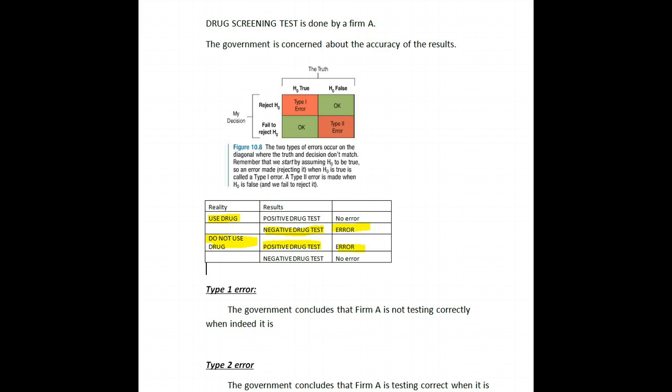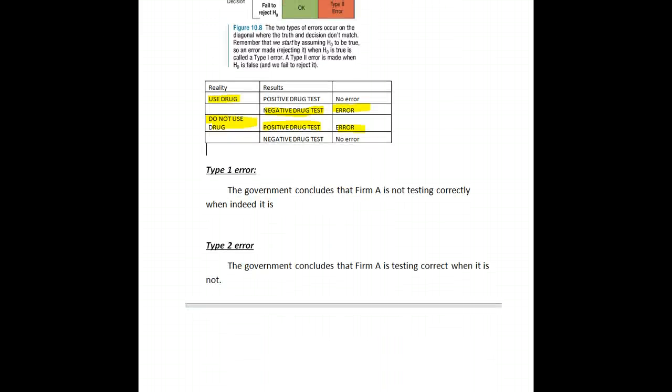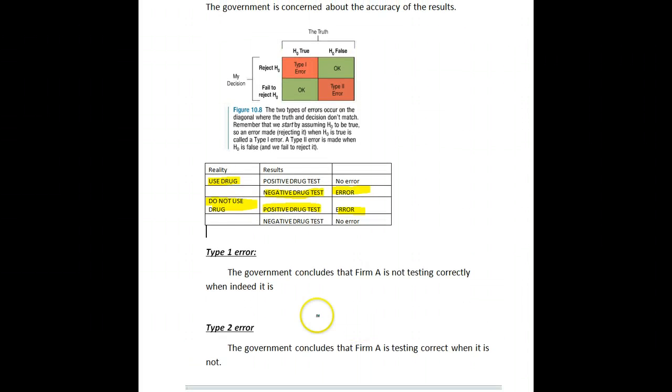The other possibility is what we call a type 2 error, where the government will conclude that the testing is correct when it is not. So the truth is that H0, that the company has a license and is assumed to be testing correctly, is false in this case. And if the government's test provides a result that suggests that we fail to reject H0, then we have committed an error. We have failed to realize that they are not doing it properly.